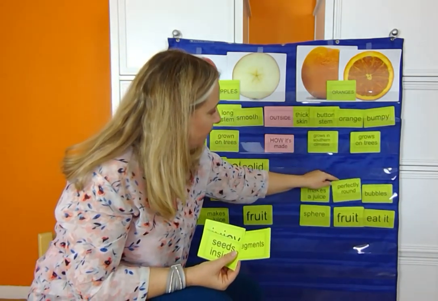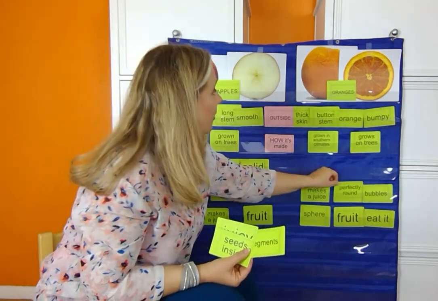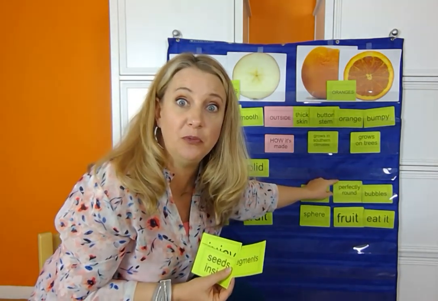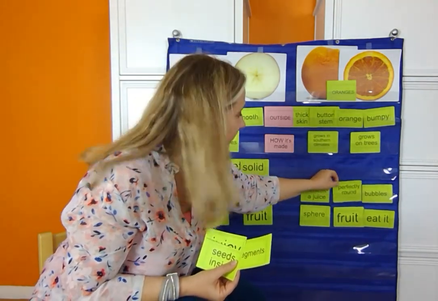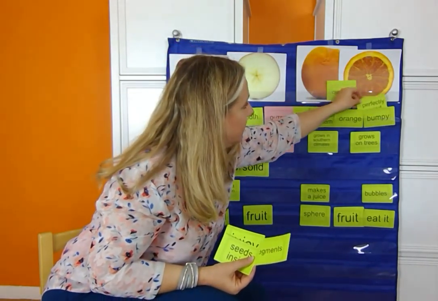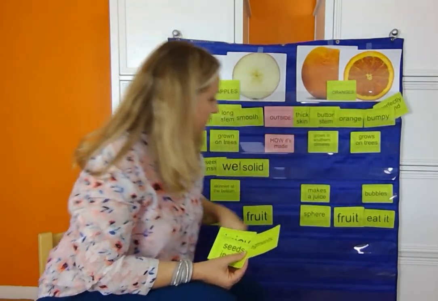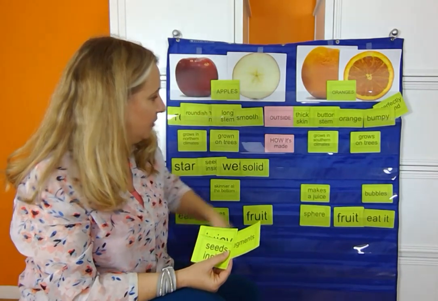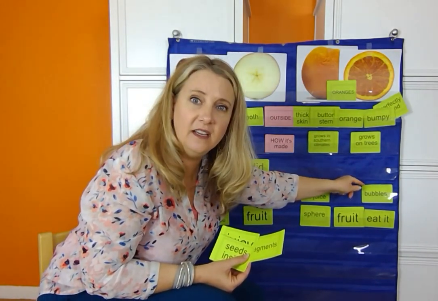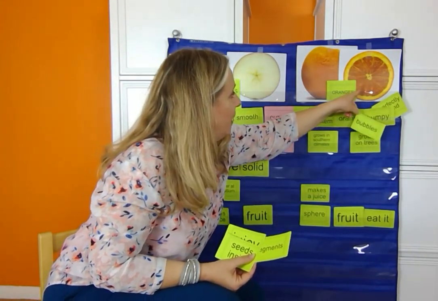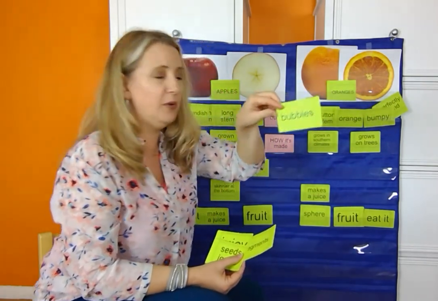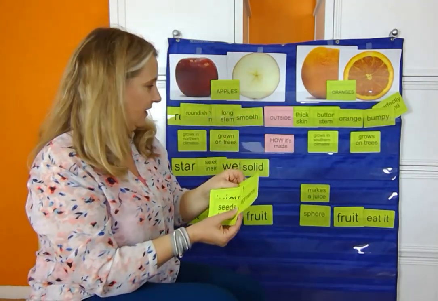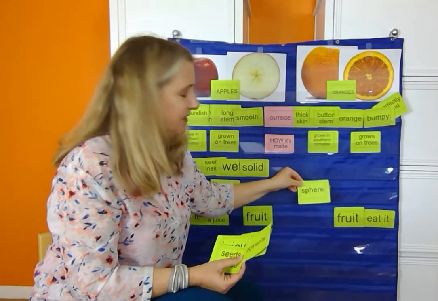Is there anything else that you see that could possibly be inside? Makes a juice, perfectly round. Oh, I see one that goes up in another group. You see that? Did your brain tell you that? Yeah, it's round on the outside, isn't it? Okay, I'm going to stick that up there. You see anything else? Bubbles? Look at those bubbles. You see those little bubbles of juice? That's on the inside. Sphere, is that the inside?